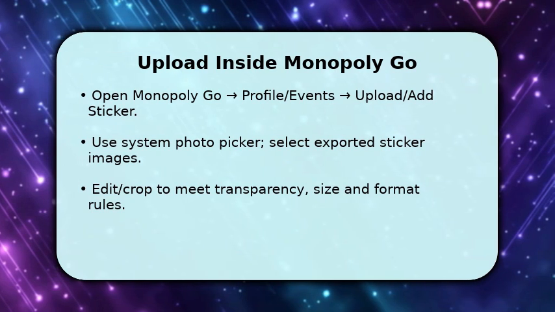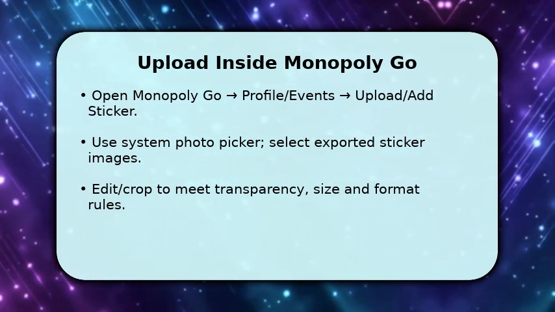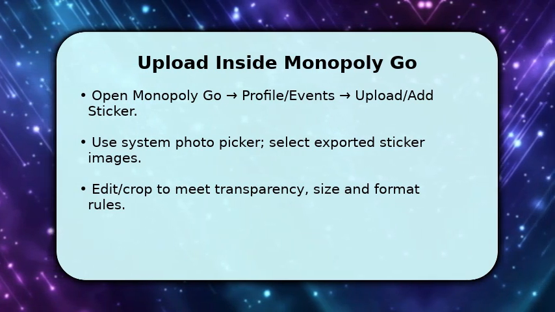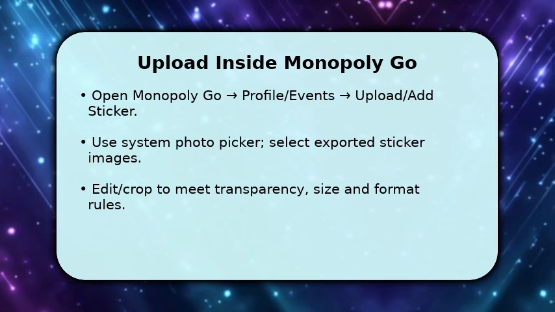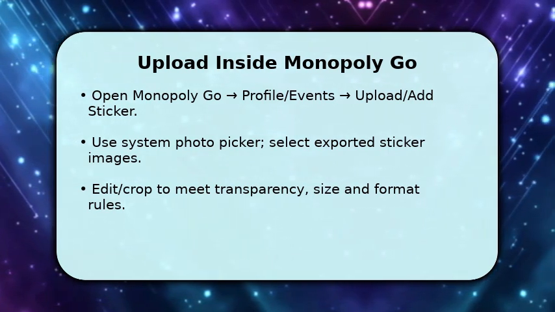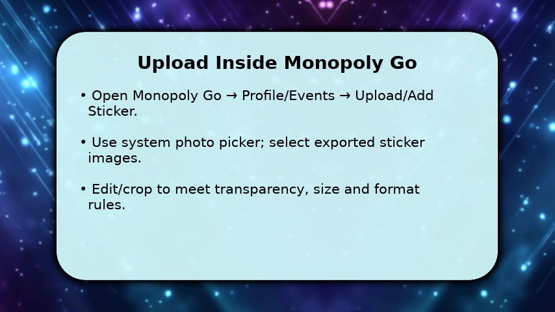Once the picker opens, select the exported sticker images from Sticker Go. Select one at a time if the game restricts batches. Make sure images meet size and format requirements. If necessary, edit or crop inside the phone's editor, because the game enforces transparency and dimension rules.